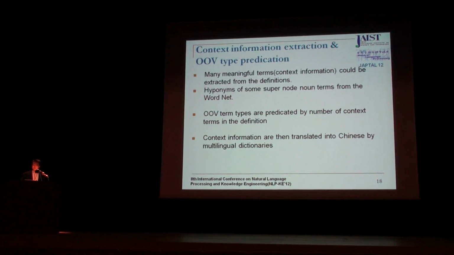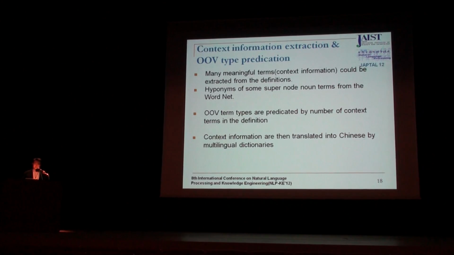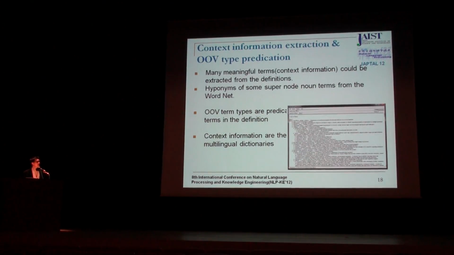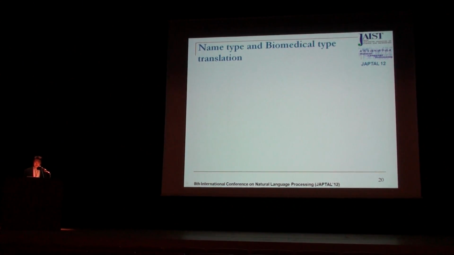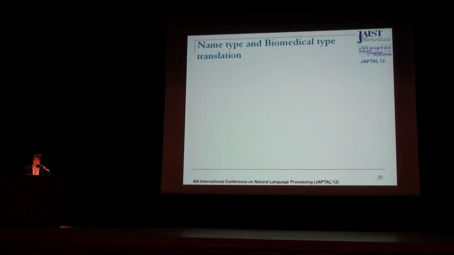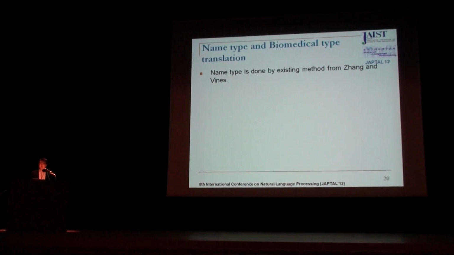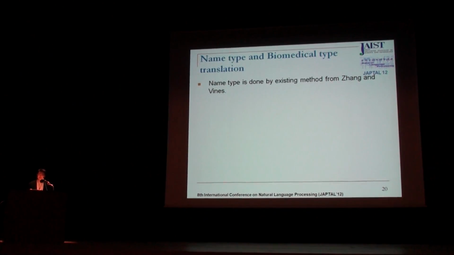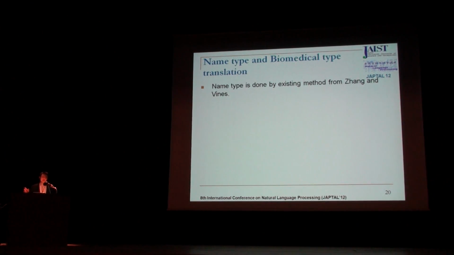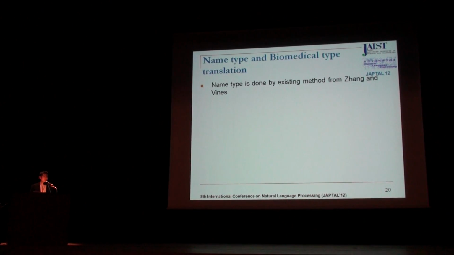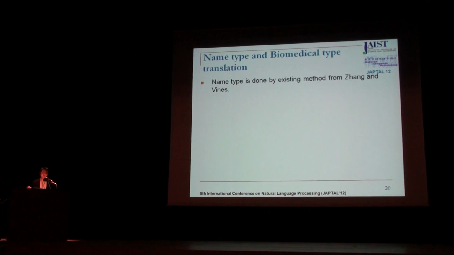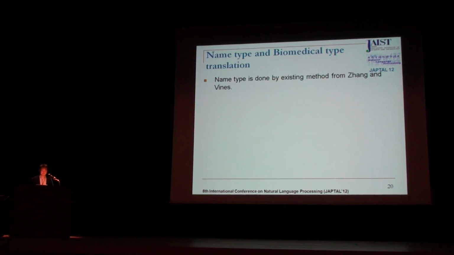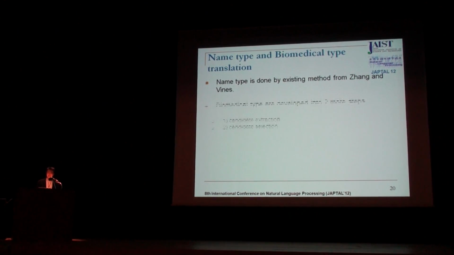Context information is then translated into Chinese using multilingual dictionaries. This is just a simple example of the word. The next step is name type and biomedical type translation. Name type is done by an existing method from Zhang and Mills, the alpha ranking method. Basically, they use the co-occurrence frequency of the target term and the source term, together with the length of the term. That method is very successful on name type terms.